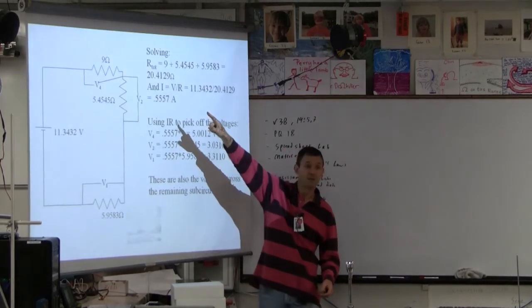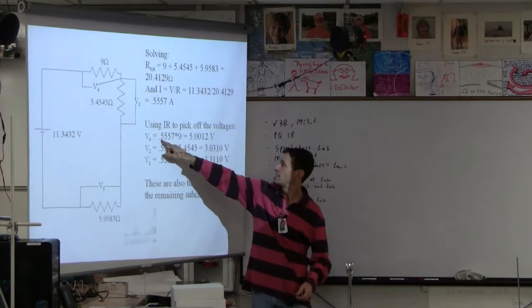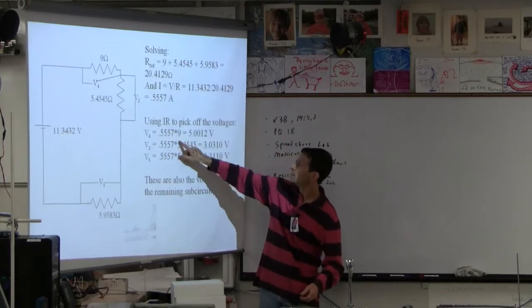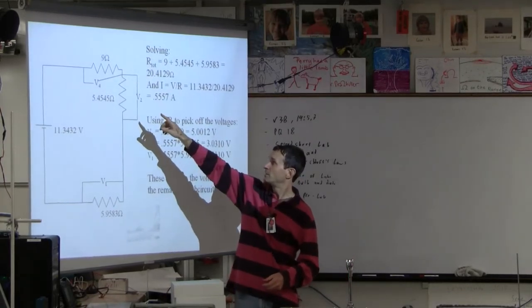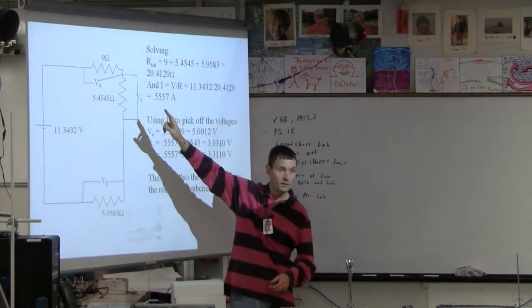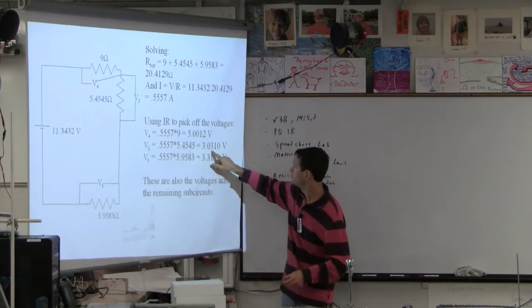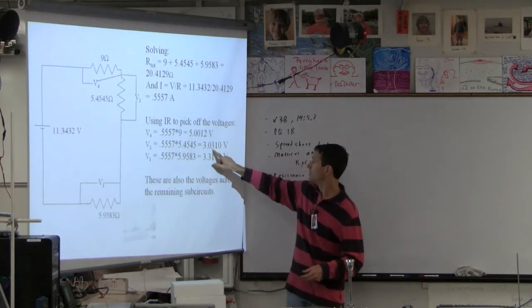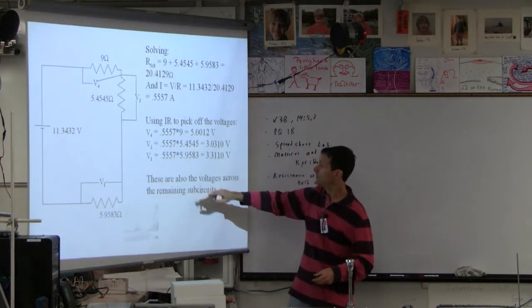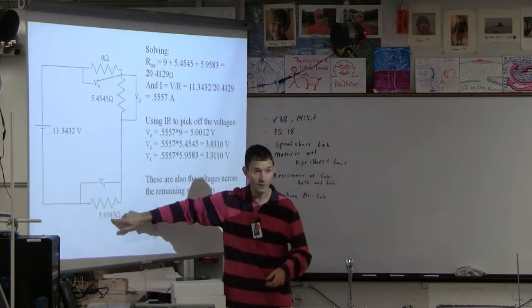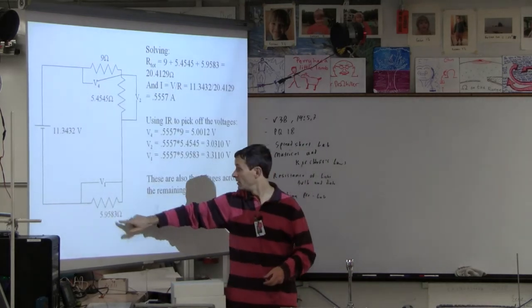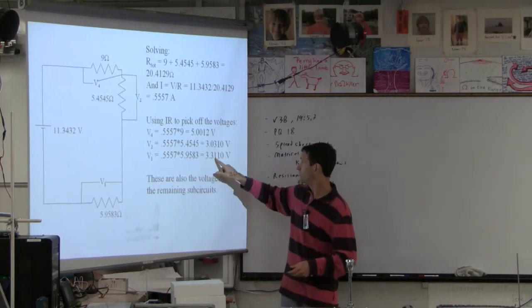There's a voltmeter across the 9 ohm resistor, so that's the one current times 9. There's a voltmeter across, and I think that's the 10 and the 12, right? Isn't it? The 5.4545, right? And that voltage is 3.0310. Then we find the voltage across, and this is the 11 and the 13 down there, yeah? Right? And that voltage is 3.3110.